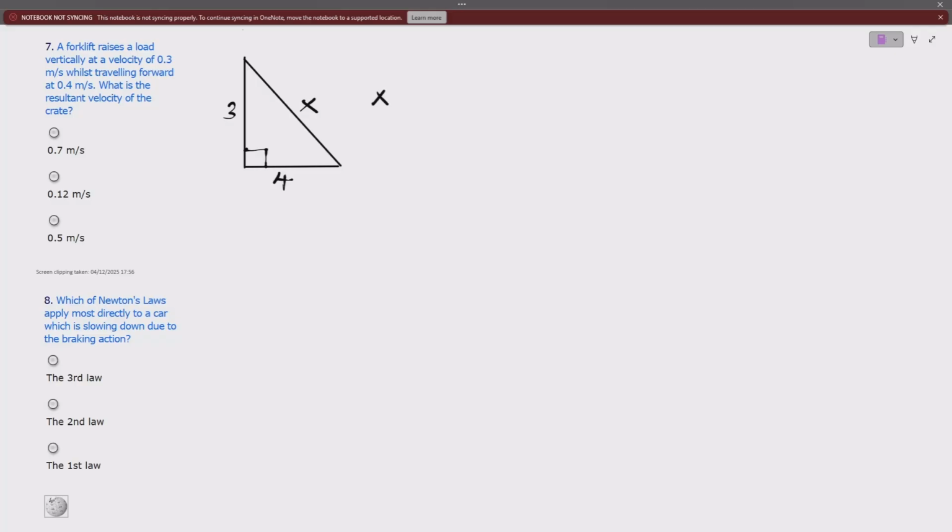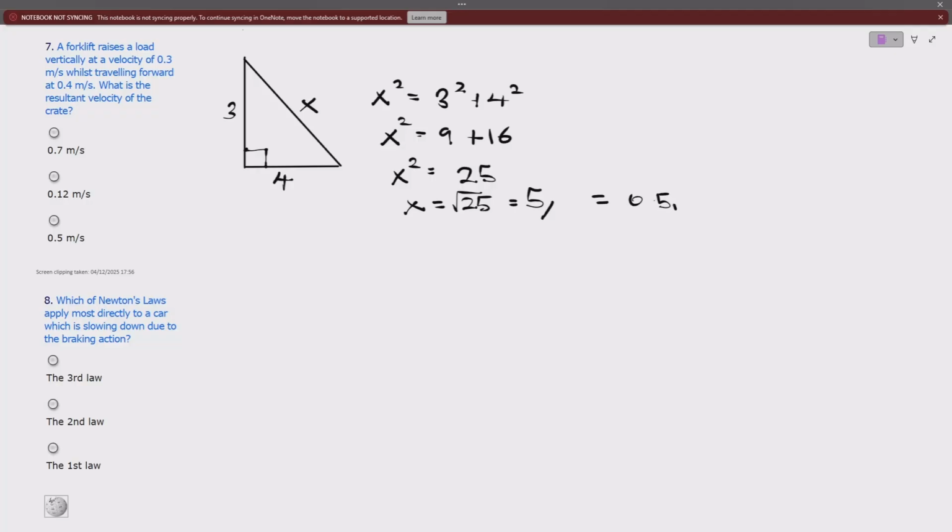So x squared equals 3 squared plus 4 squared. X squared equals 9 plus 16. X squared equals 25. X equals the root of 25, which equals 5. But because we reduced our decimals into whole numbers, we have to revert it back into decimals. That's going to give us 0.5 meters per second. That is the right answer.